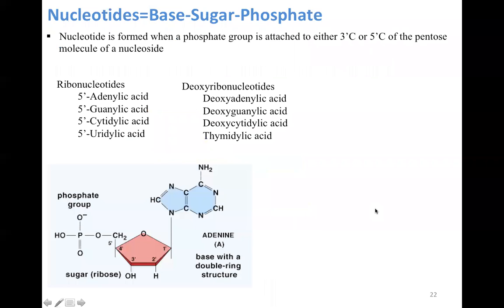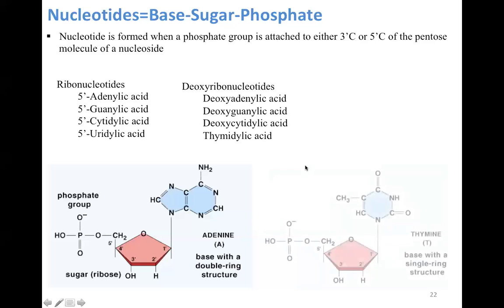So nucleotides, the second nomenclature, are nucleotides. We discussed the nucleosides. Base plus sugar is a nucleoside, whereas base plus sugar plus phosphate group is a nucleotide. A nucleotide is formed when a phosphate group is attached to either the 3' or 5' carbon of the nucleoside.